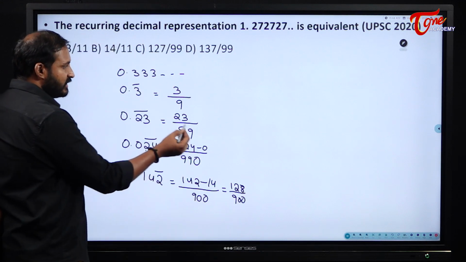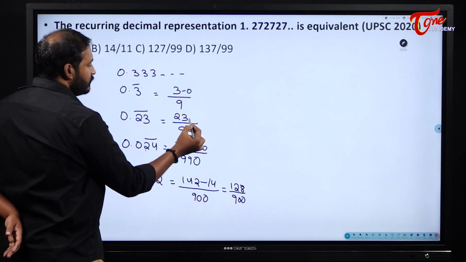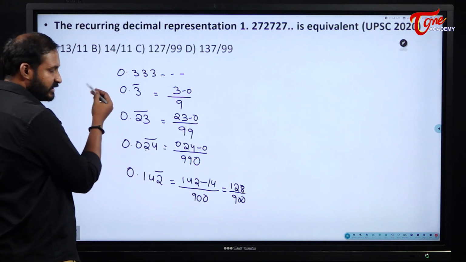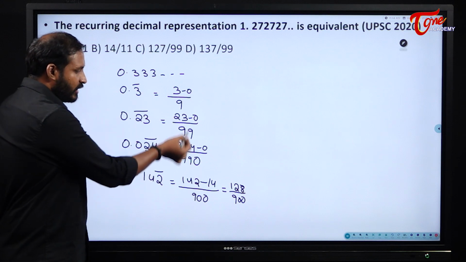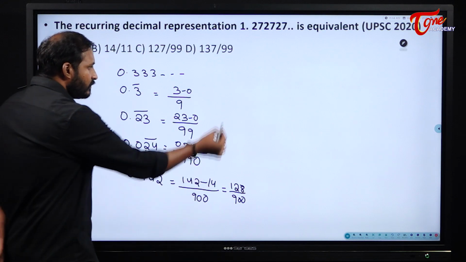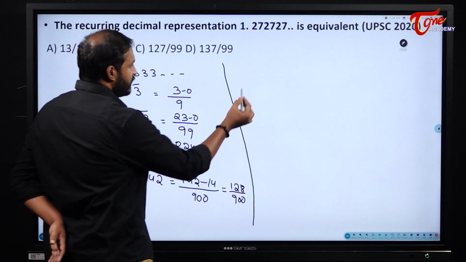Here also, actually speaking, you need to put zeros. Non-repeating digits before or after the decimal can be handled this way. But they are zeros, so I have not written them there. That's it.